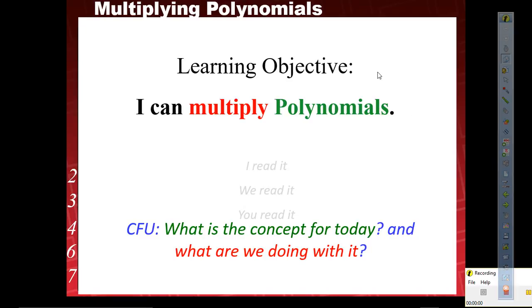Our objective for today: I can multiply polynomials. Read together. 1, 2, 3. I can multiply polynomials.